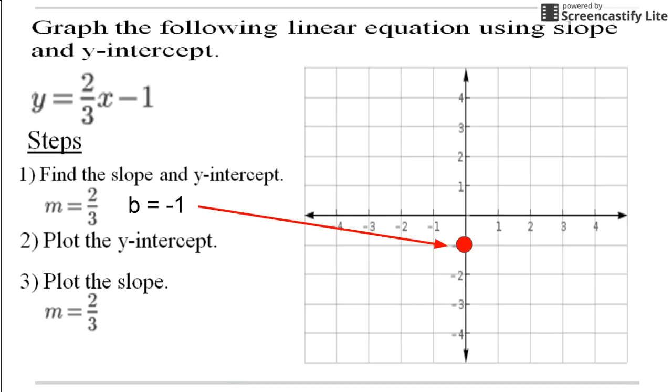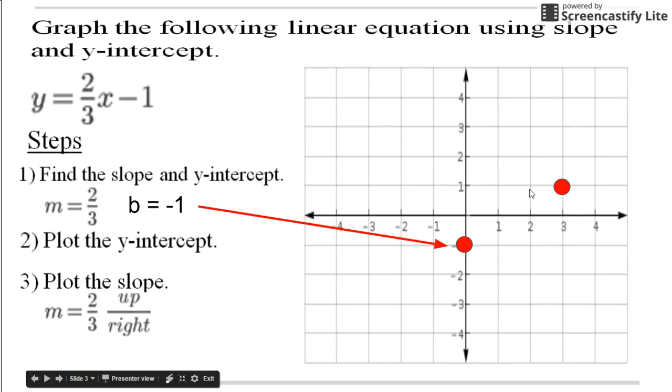Well, the 3 is positive, so the positive direction is right. So I'm going to move up 2, and to the right 3. So here I go. Up 2, 1, 2, and to the right 3. 1, 2, 3. Now, I would continue to plot points.